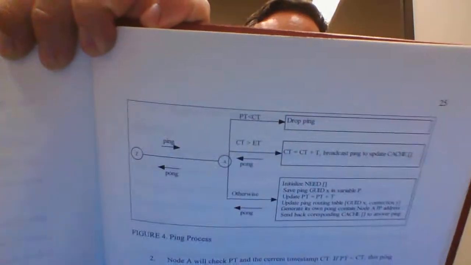Okay, you understand? I'll show you the diagram one more time. This is figure number 4. Step 2: Node A will check PT and the current timestamp CT. If PT is less than CT, this ping message will be discarded, to prevent some node from sending pings too frequently. Otherwise, PT equals PT plus T.